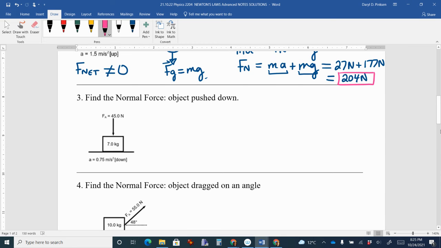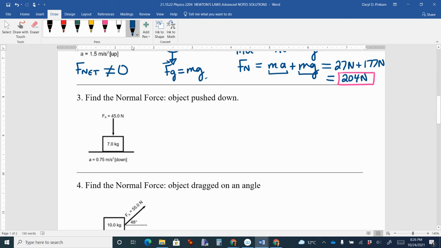In number 3, we have an object being pushed down, and it's also accelerating downwards. But you know what? The way to start these problems off is with a free body diagram. Now, I've been reinforcing this with every physics class I've ever had. And there's always a lot of resistance out there. Everybody's sitting down like, I don't need to do a free body diagram. Well, I think it's a good idea to do a free body diagram.